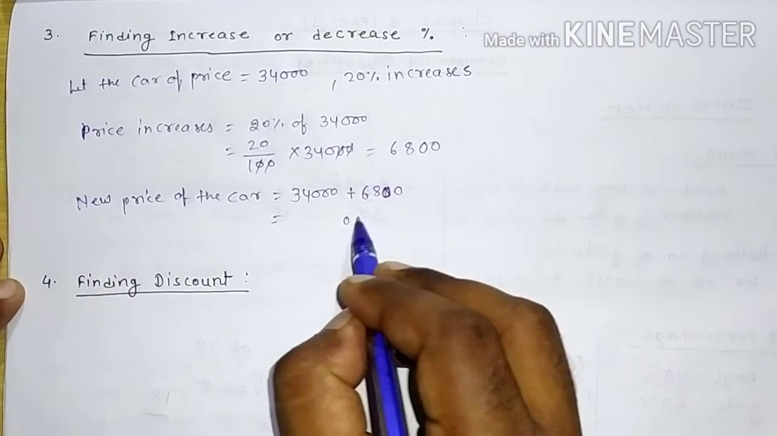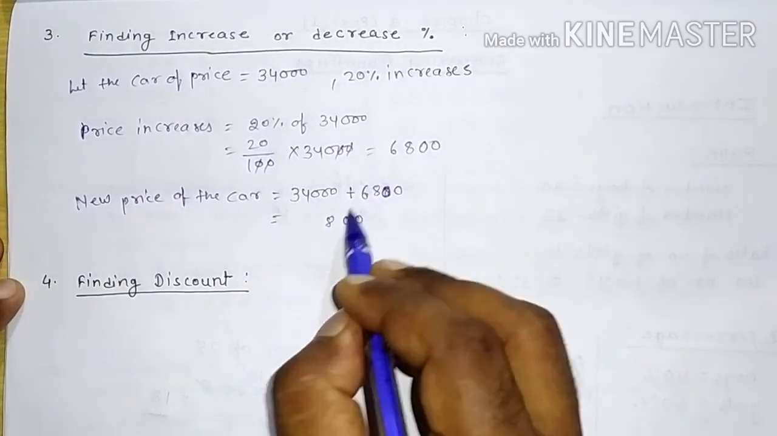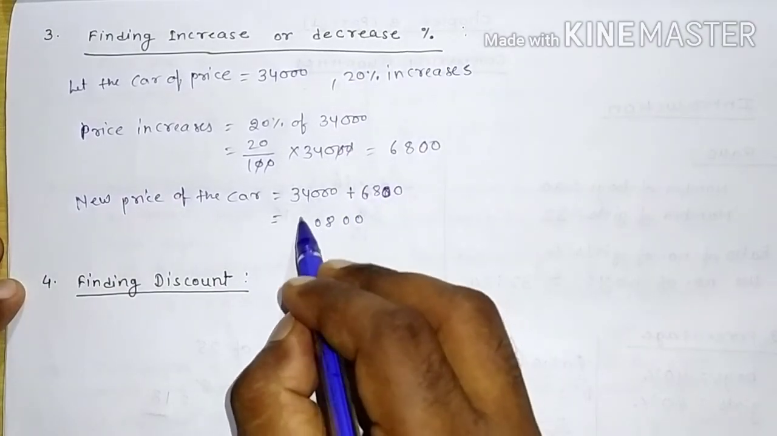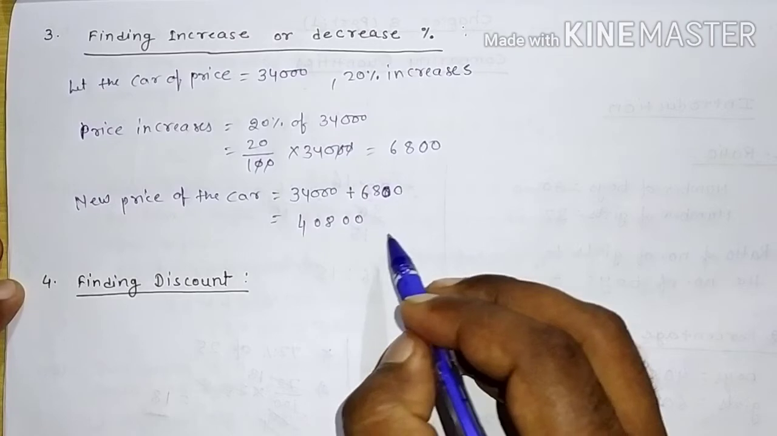So 0 plus 0 is 0, 8 plus 0 is 8, 6 plus 4, that is 10, 0 carry 1, 4. So 40,800. This is the answer.